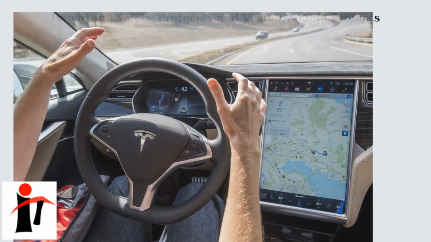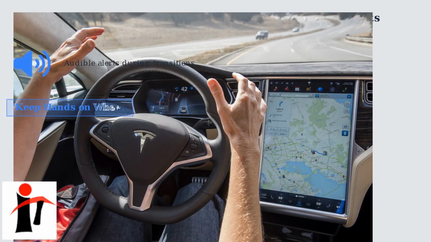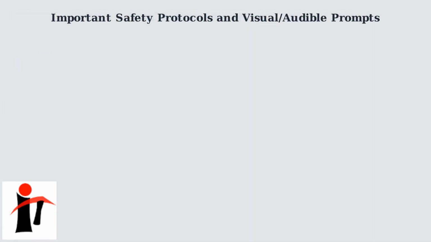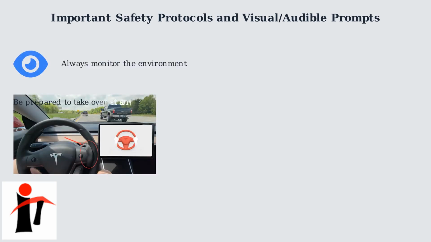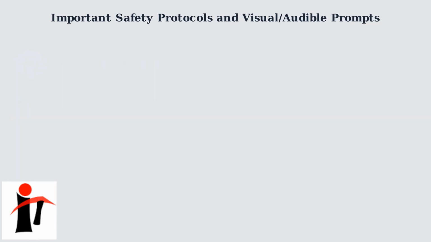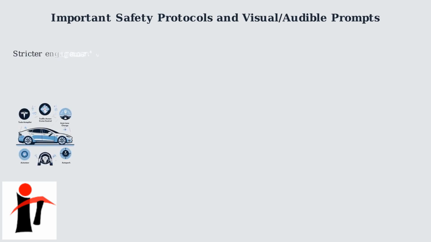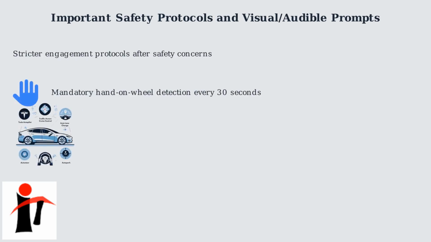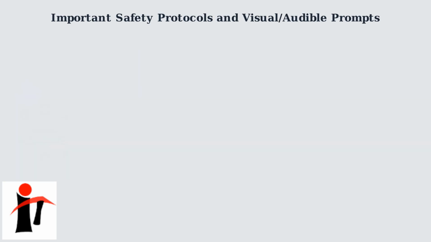Tesla's software now incorporates audible alerts and visual prompts, such as "keep hands on wheel," during transitions to prevent misuse. Always monitor the environment, as FSD is not infallible. Be prepared to take over at any moment, especially in unexpected road conditions or system errors. Note that Tesla is now enforcing stricter engagement protocols after safety concerns and fines. Mandatory hand-on-wheel detection every 30 seconds during FSD.